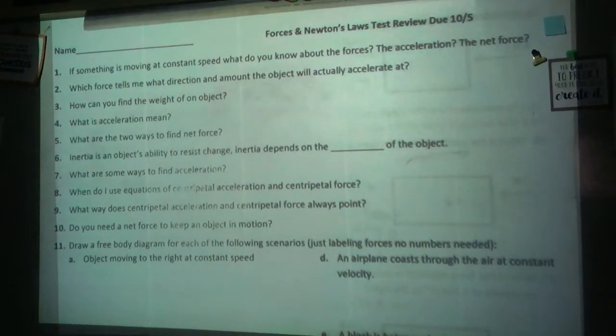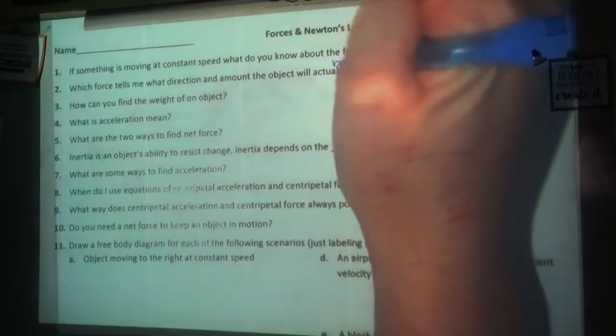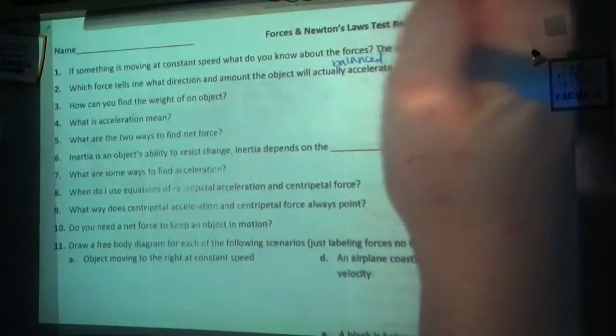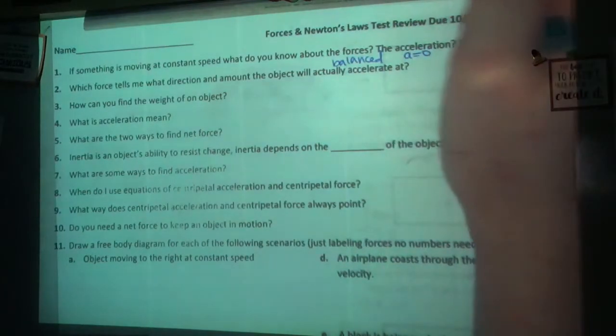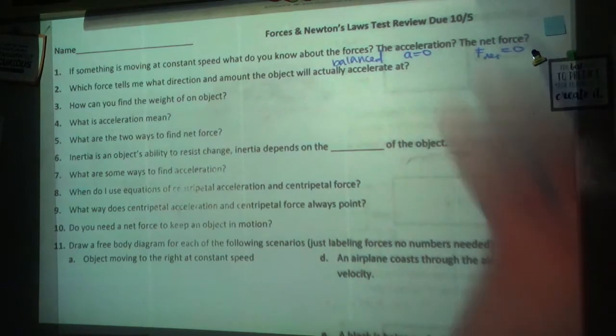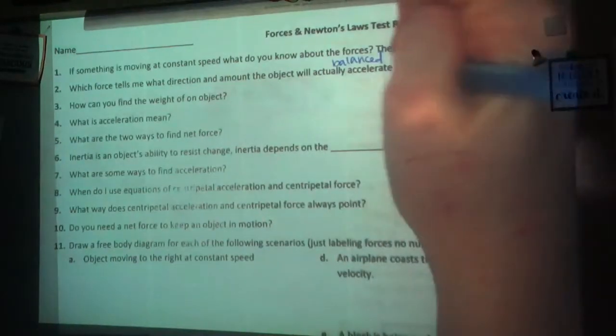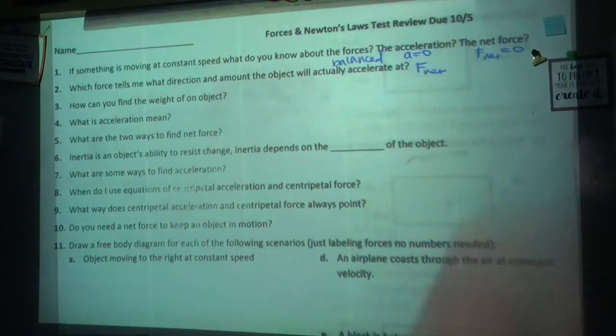Alright, if something is moving at constant speed, we know that your forces are going to be balanced. If your forces are balanced, if it's moving at constant speed, you do not have an acceleration because you do not have a net force. All of the forces cancel out, so there's no total force. The force that tells me the direction and the amount the object will actually accelerate at is not one specific force in general, it's actually the sum of them all, so it's the net force that tells me which way it would move and how much it would accelerate.